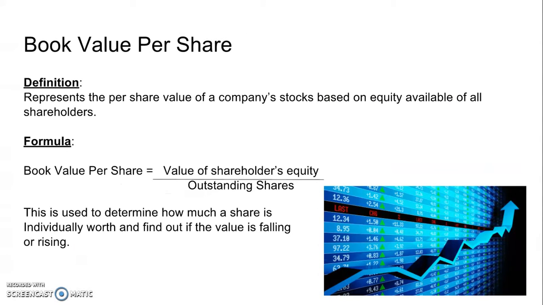Book value per share is the per stock value of a company based on the total equity available and stocks issued. To calculate, you must divide the value of shareholders' equity by the number of outstanding common shares. This is very significant as companies would like to know how much their individual shares are rising or falling and by how much, as this could change daily.